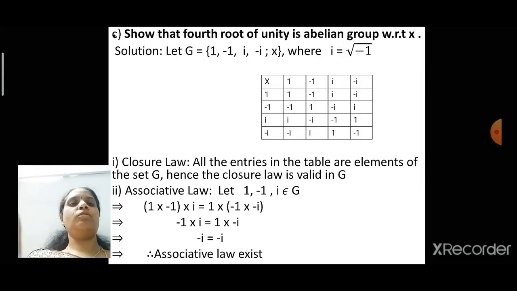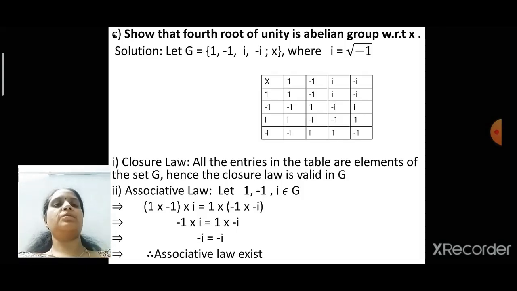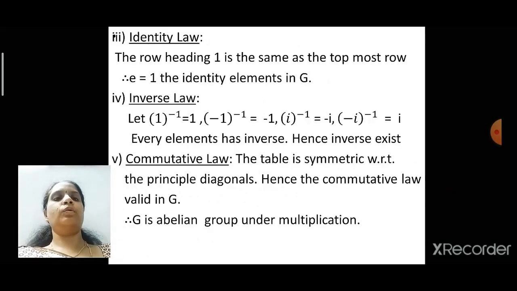Therefore, the inverse of 1 becomes 1. The inverse of minus 1 becomes minus 1 again. Then from the fourth row, the inverse of i becomes minus i. Then in the last row, the inverse of minus i becomes i here. So every element has its inverse, so the inverse exists. The last law is the commutative law.